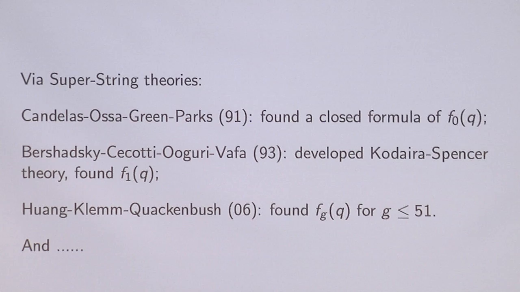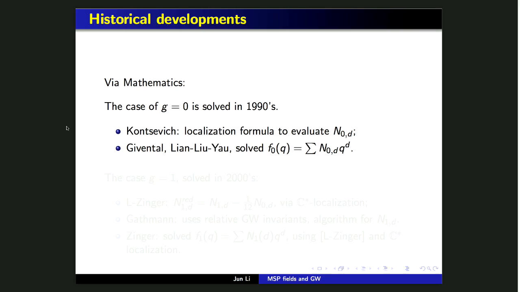So that's from the physics. And from mathematics, that's the genus zero case, shortly after the discovery of the formula by the string theorists. And a lot of mathematicians tried to find a mathematical proof, a mathematical approach. So the first step is there is a localization formula discovered by Kontsevich.